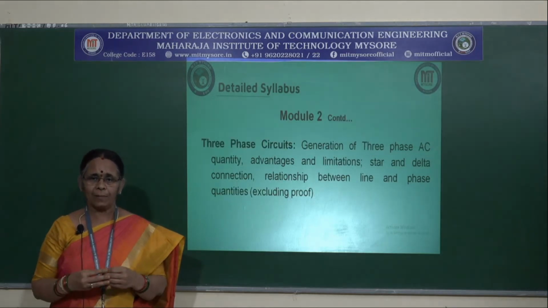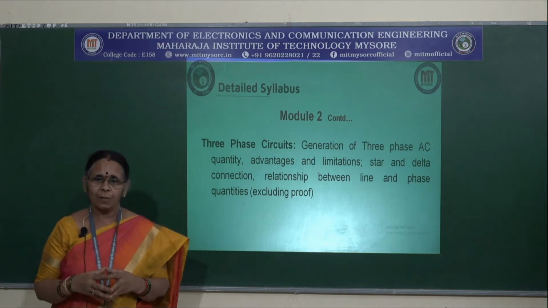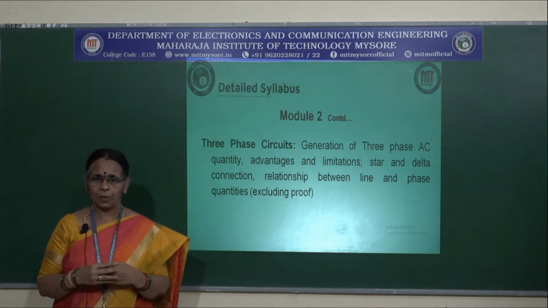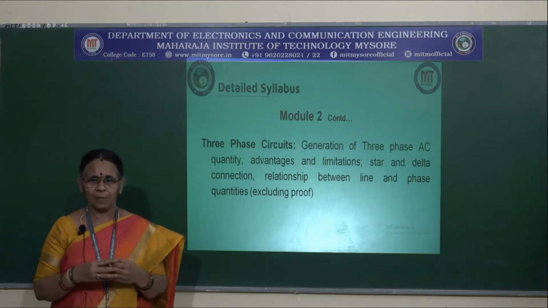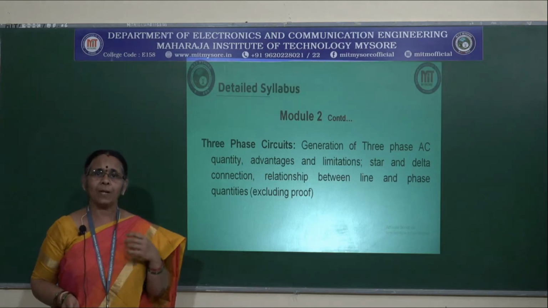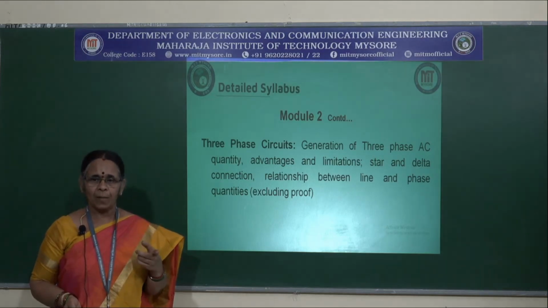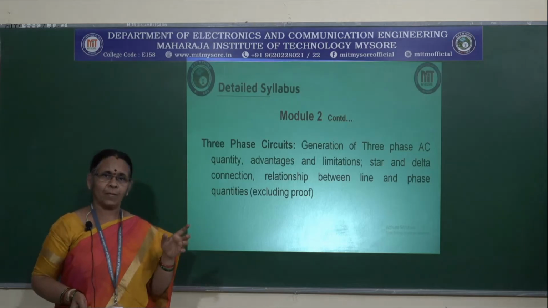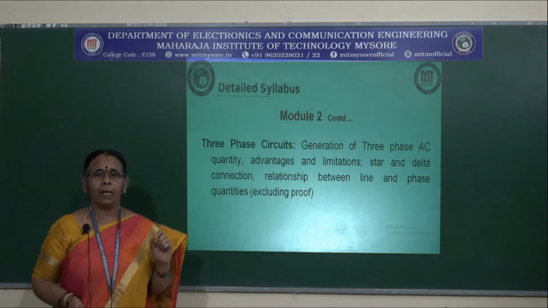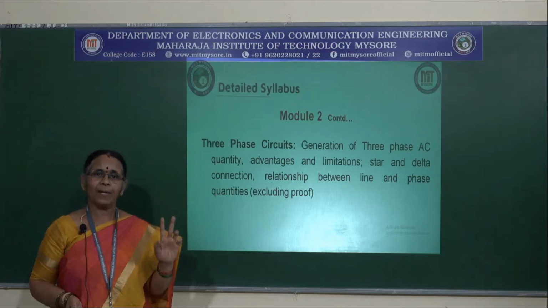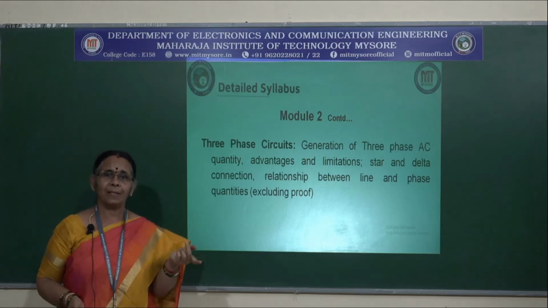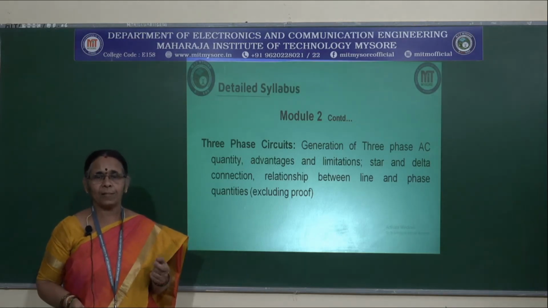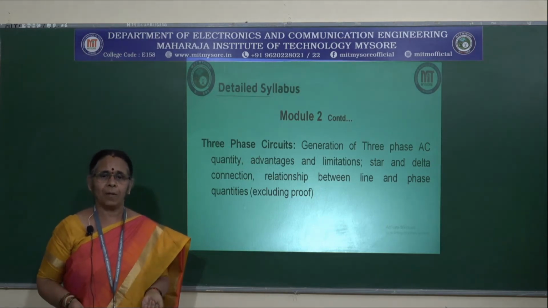Next, in the module 2 itself, along with the single phase AC circuits, you are studying 3-phase AC circuits also. So, this covers generation of 3-phase AC quantity, that is generation of 3-phase AC voltage, and advantages of 3-phase over single phase. Then you are also going to study something about the limitations of 3-phase, and the two important circuits that you are going to study in this is star and delta connection, the relationship between the line and phase quantities of star and delta components that you are going to study in this particular module.